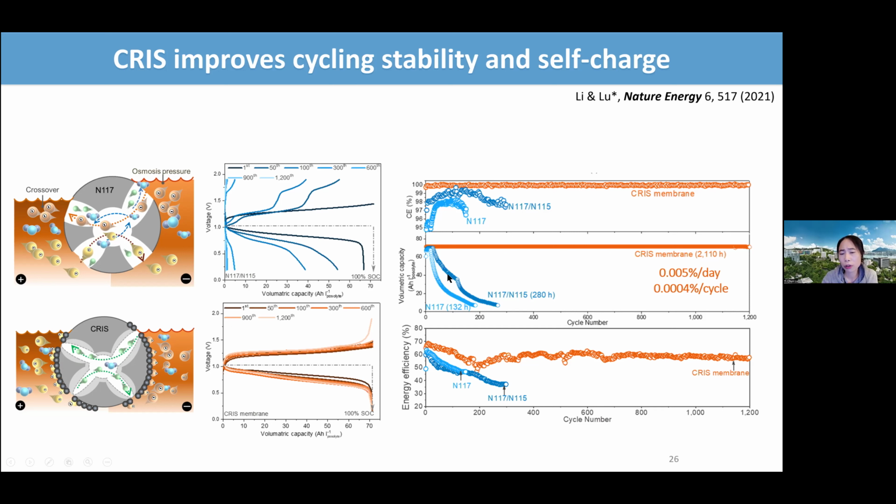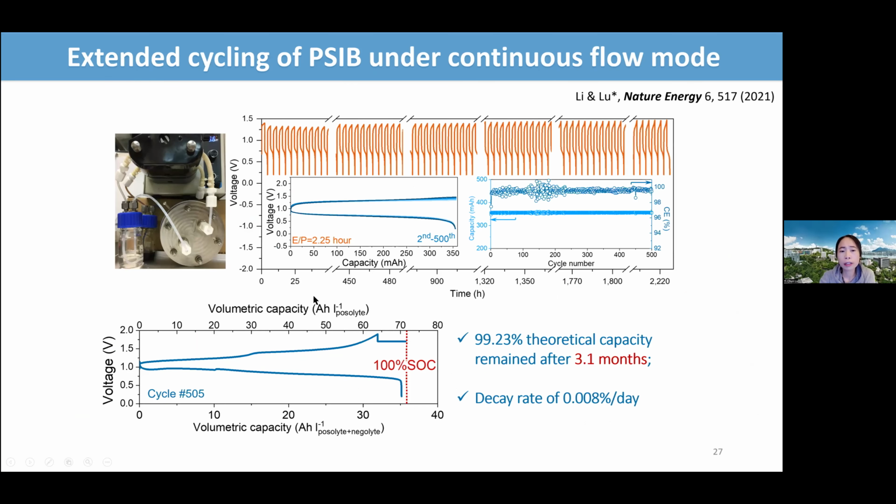And using commercial membrane, either one piece or 2 pieces, you can see the decay significantly over time. And so in the flow battery test, we operate for 500 cycles, more than 2,000 hours.